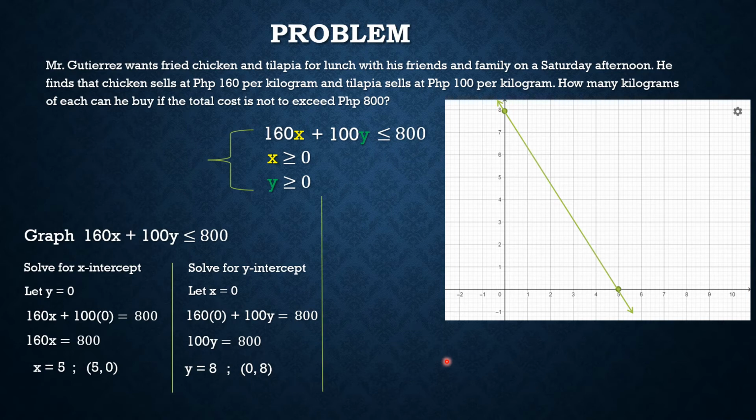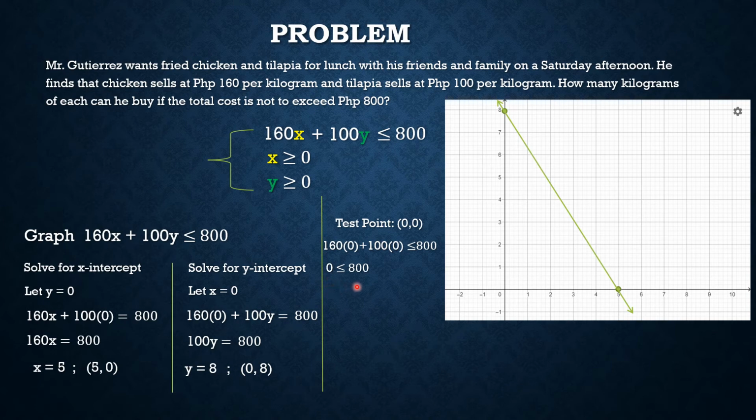so gagamit tayo ngayon ng test point to determine saang portion tayo mag-shade. And in this case, ang pinakamabilis at prepared natin gamitin ay si 0, 0 kasi hindi naman siya part ng line. Hindi siya tinamaan ng line. So, by substituting 0, 0 sa ating linear inequality, so 160 times 0 plus 100 times 0 is less than or equal to 800. And so we have 0 is less than or equal to 800. No? Simplify lang natin to, magsi-0 lang naman to. That's why we have 0 is less than or equal to 800.